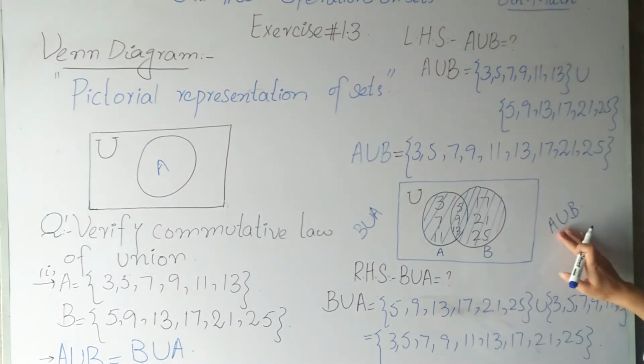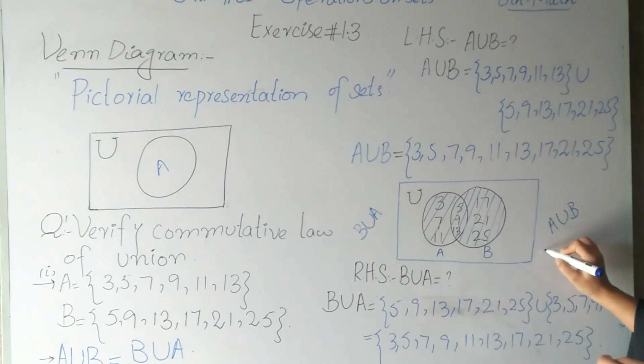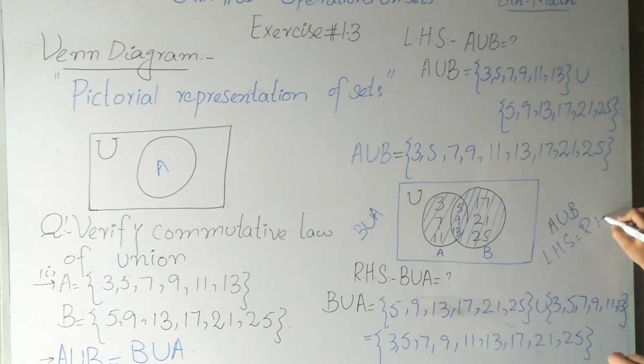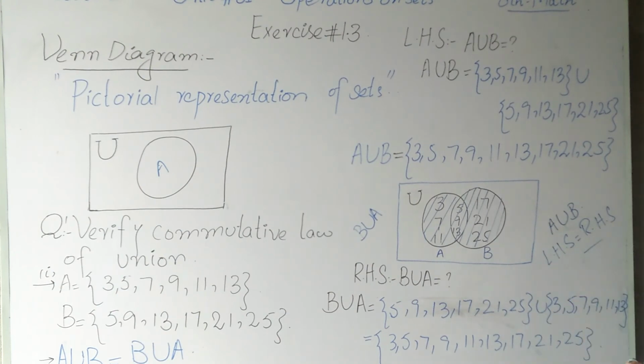So hence proved A union B is equal to B union A, means left hand side is equal to right hand side, which is the required answer of that question.